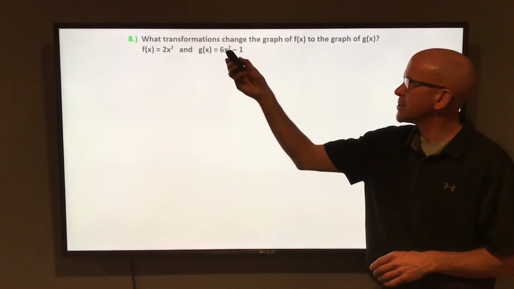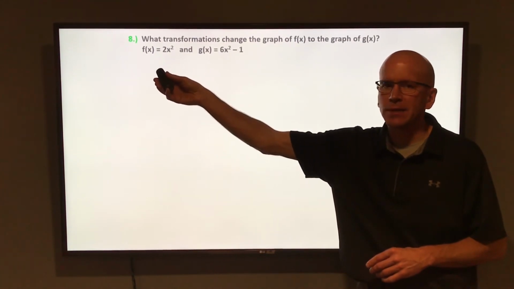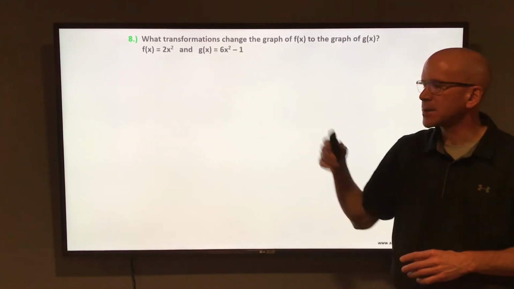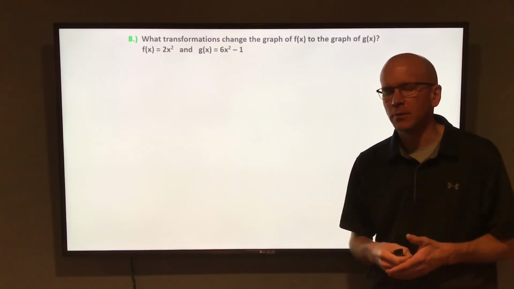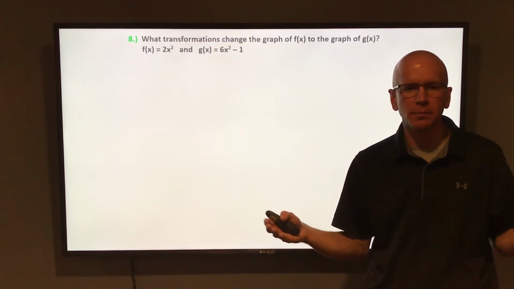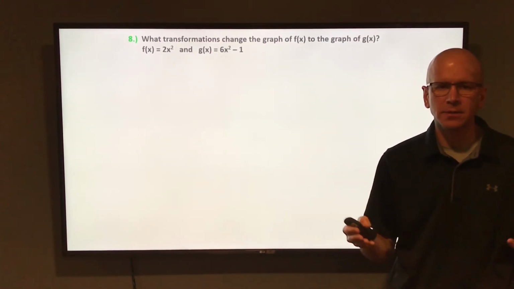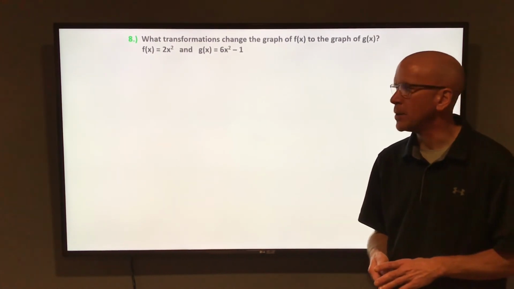What transformations change the graph of f of x to the graph of g of x? So we're going from f of x equals 2x squared to g of x equals 6x squared minus 1. So you have to think, what transformations took place? Did you shift left, right, up, down? Did you stretch? Did you compress? Did you reflect over the x-axis? Did you reflect over the y-axis? All of those things could have taken place.